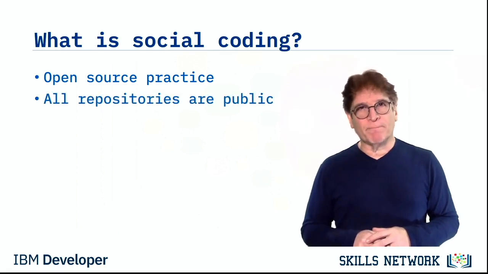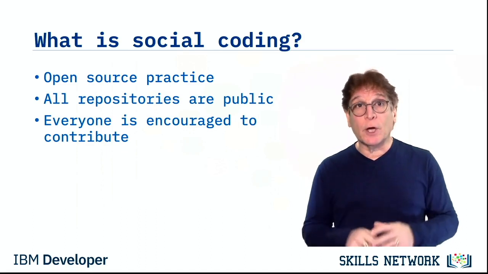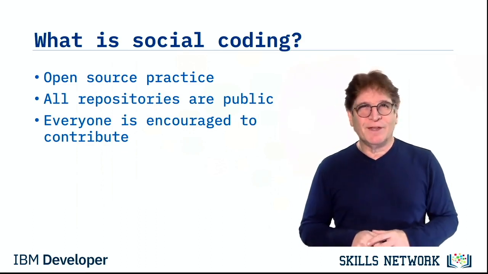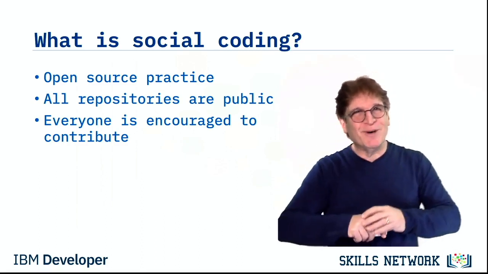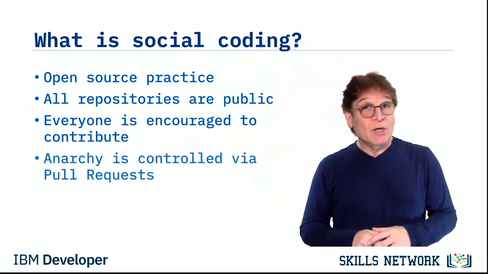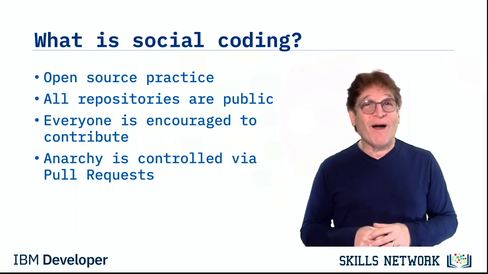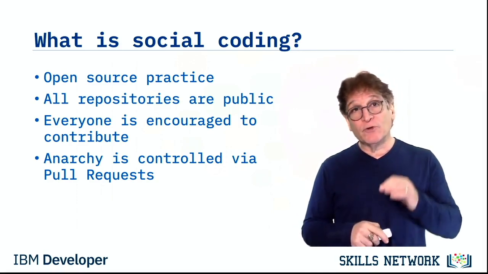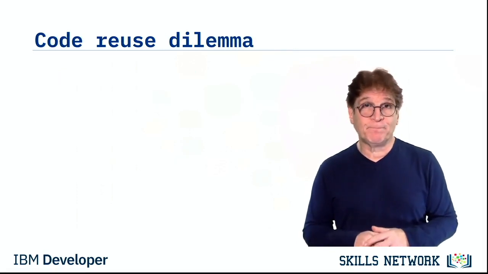With social coding, repositories are public, and everyone's encouraged to fork the code and contribute. This is a hugely different way of thinking. Development teams love to think, this is my code, no one else can touch it, but they need to get over that for the good of the company. You would think that anarchy would ensue, but actually it works quite well because it's controlled by the repository owner. The person who owns the repository is still in complete control of the contributions.